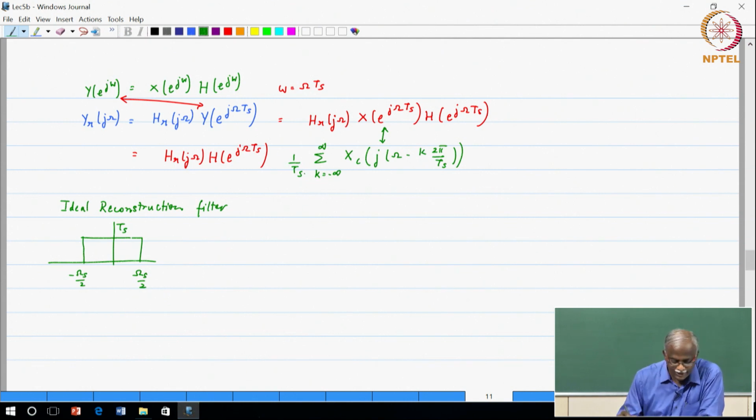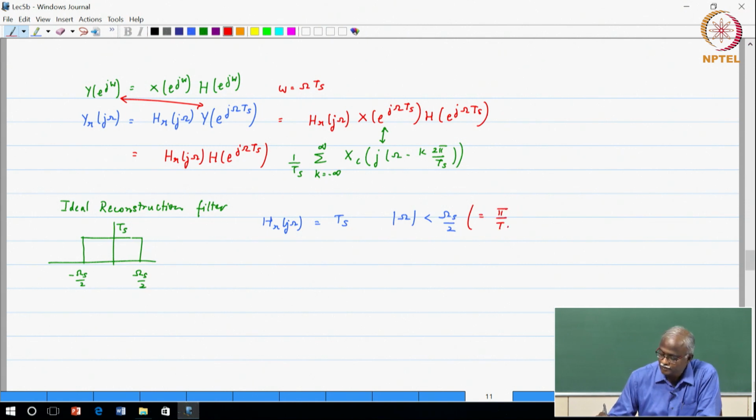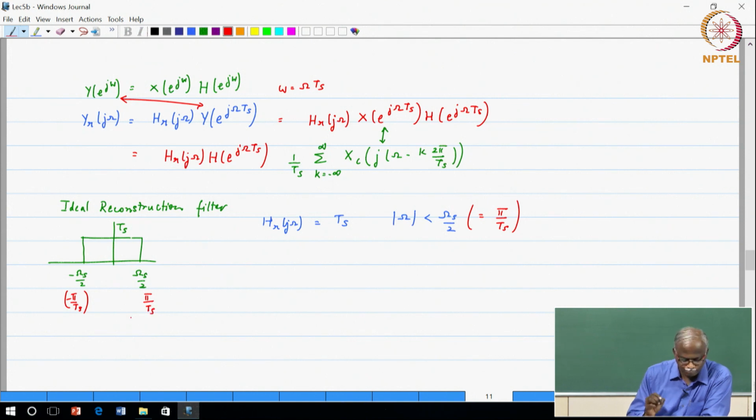So this can be written in equation form as Hr of j omega equal to Ts in the range where omega is less than omega s by 2, but that is the same as saying omega is less than pi over Ts. So I can equally well replace this with minus pi over Ts and this with pi over Ts.